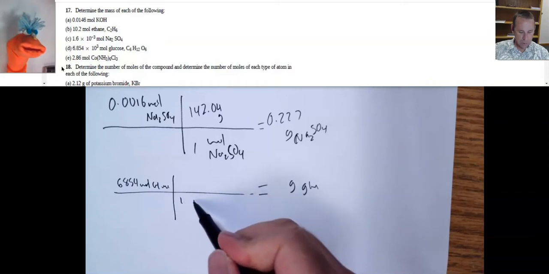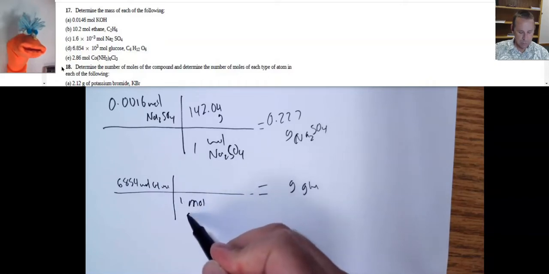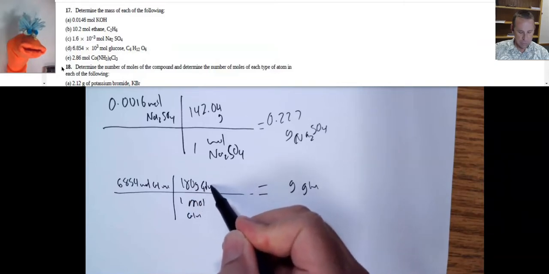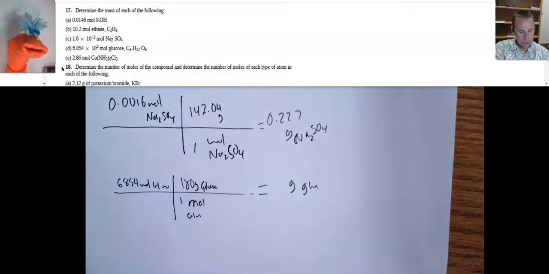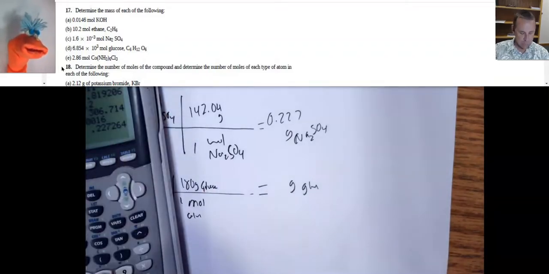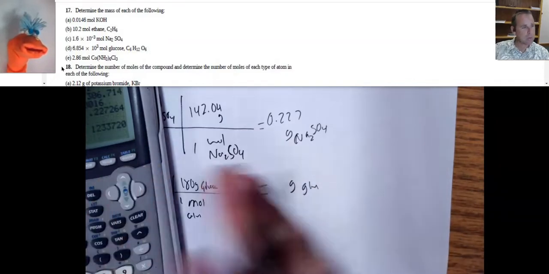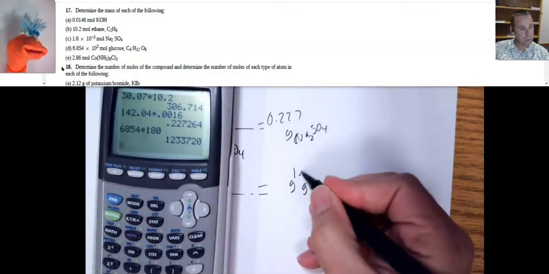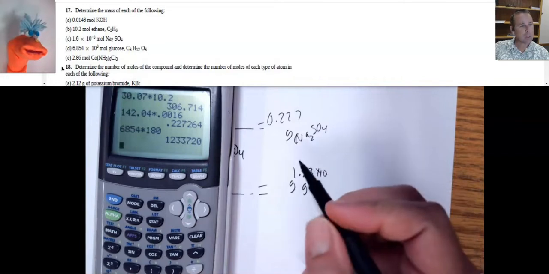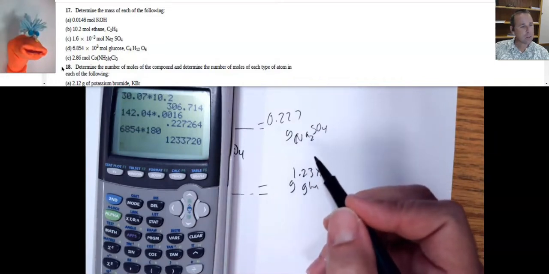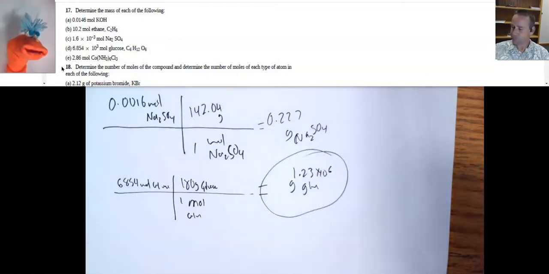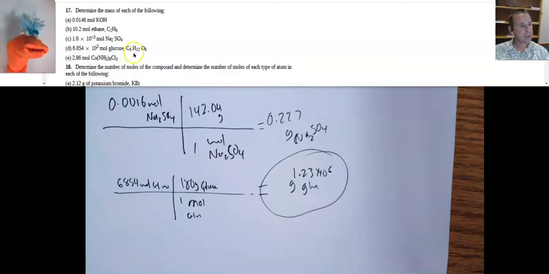Every mole of glucose is 180 grams of glucose. So 6,854 times 180. How many significant figures? Just 3. So 1.23 times 10 to the 6 grams of glucose. A lot of glucose. Yeah.